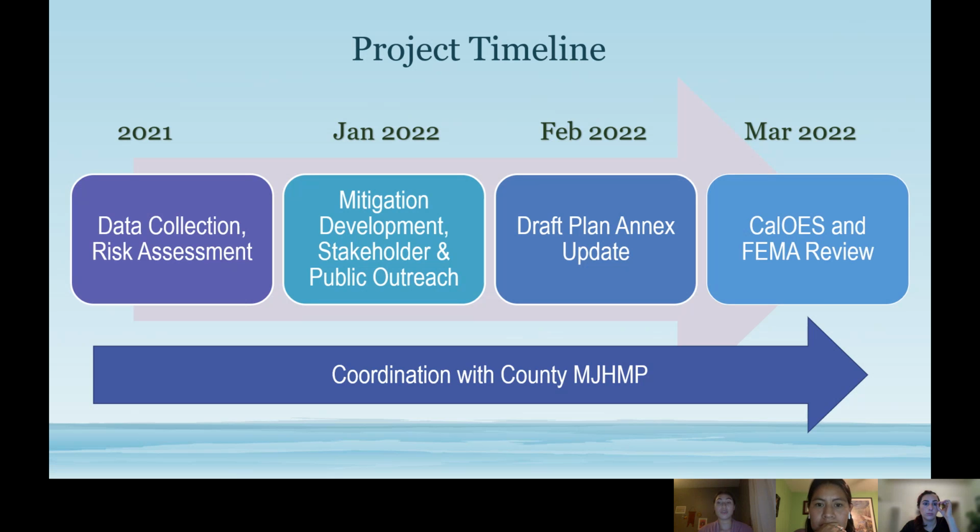This month, we've been reaching out to the stakeholders and to you, the public, to glean some ideas for what hazards are important to the city, as well as what mitigation opportunities the city should consider in their plan. In February, we'll be wrapping up our draft plan, the draft local hazard mitigation plan. And the plan will be submitted to Cal OES and FEMA, along with the countywide multi-jurisdictional hazard mitigation plan and the other annexes, appendices of the county's plan at the end of March.